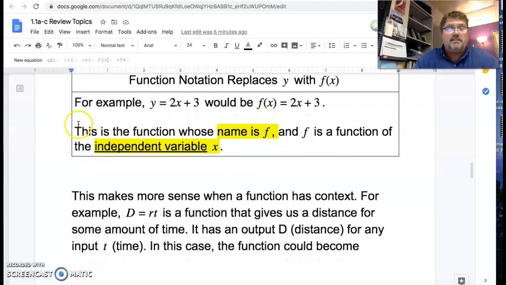And here's how you read this. This is a function whose name is f. The function's name is f. You can call it f. And when you say f, it's equal to 2x plus 3. So they're equivalent things. And f is a function of the independent variable x.